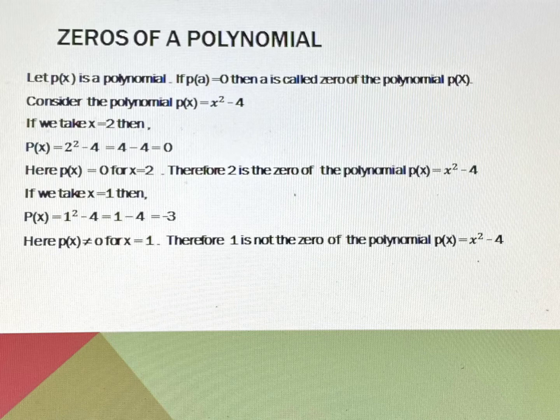Now let us take x is equal to 1. If we substitute the value of x as 1 in the polynomial, we will get p of x is equal to 1 square minus 4, that is equal to minus 3, which is not equal to 0. Therefore, x is equal to 1 is not the 0 of the polynomial.